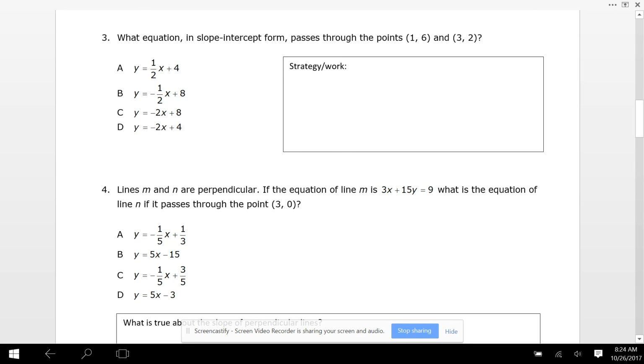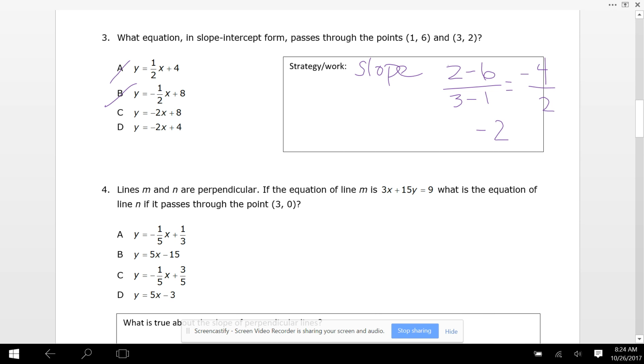All right, so if we're doing slope-intercept form, and we have 2 points, the first thing we're going to do is find the slope. And the slope is 2 minus 6 over 3 minus 1. I'm going to not have enough room, but that's all right. 2 minus 6 is negative 4. And 3 minus 1 is 2. So the slope is going to be negative 2.